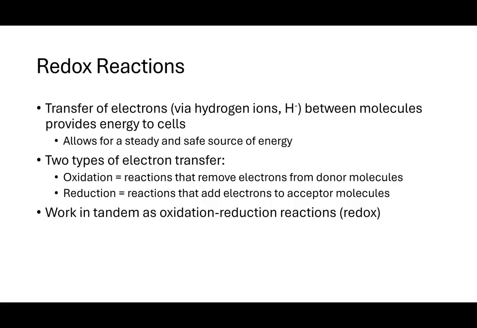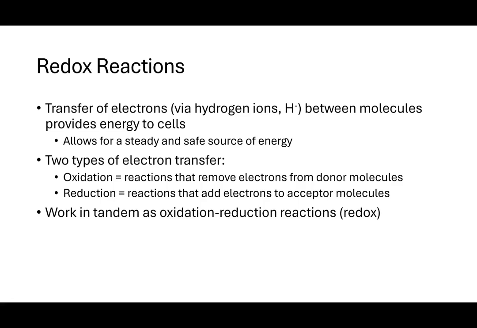But by doing this energy production using these very, very small multi-step processes, we get to gain our energy very steadily and very safely. So there are two types of transferring electrons. Oxidation, this is when an electron is removed from a particular molecule. And reduction reactions are when that electron is added to some sort of molecule. So those are donor and acceptor molecules.